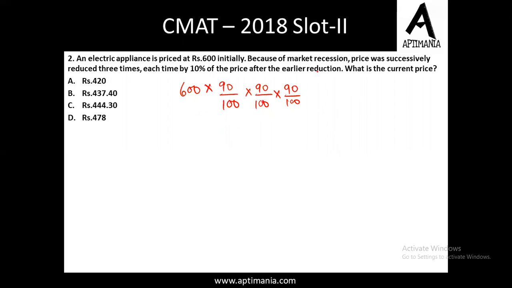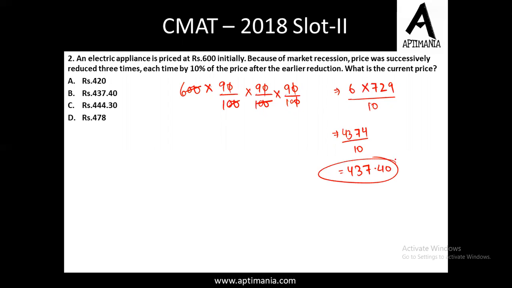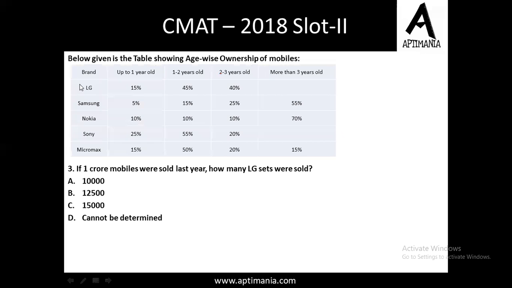Let's check out the current price. What I'll do is I'll cancel out double zero. 1, 2 in those rows say double zero cancel, 0 says 0 cancel. So on multiplying, I'll have 6 into 729 upon 10, that is 9 cube upon 10. So when I'll solve this, I'll have 6 9s are 54, 6 2s are 12, or 5 17, then 6 7s are 42 or 43 upon 10. So finally we'll have 437.40 as the final price or the current price of the electric appliance. So for question number 2, option B, 437.40 is the correct answer. Let's go ahead to the next question.